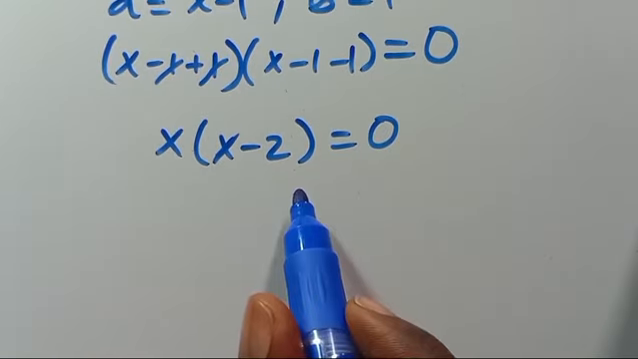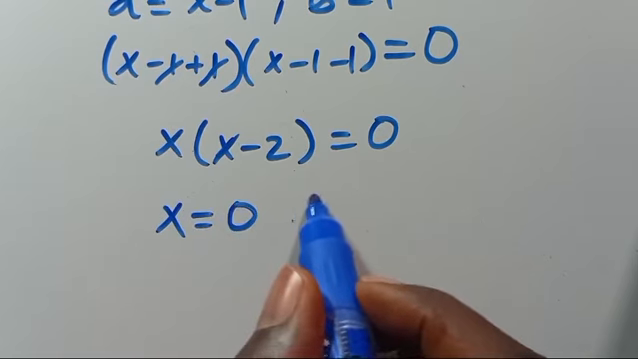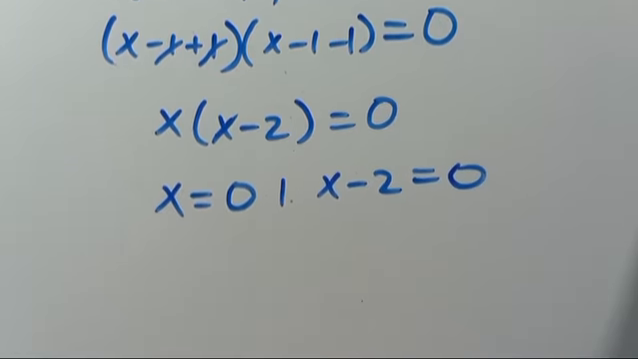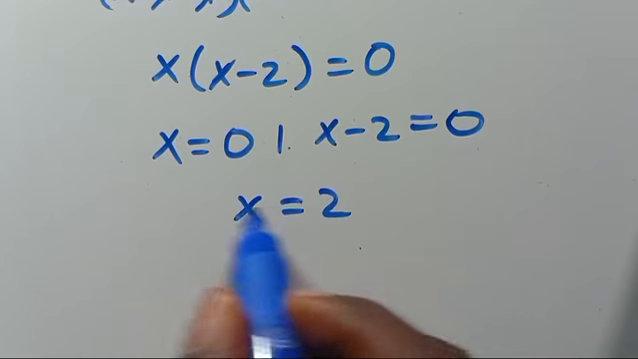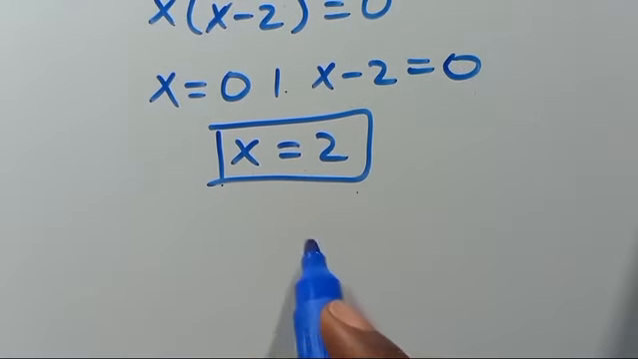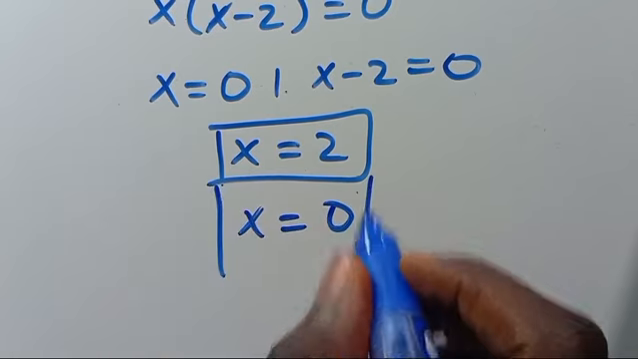So for this expression again to equal 0, either x = 0 or x - 2 = 0. So from here we have x = 2. So x = 2 and x = 0 are the solutions.